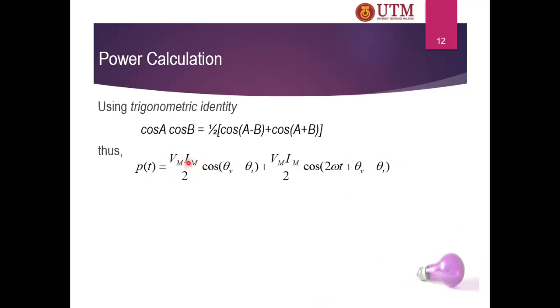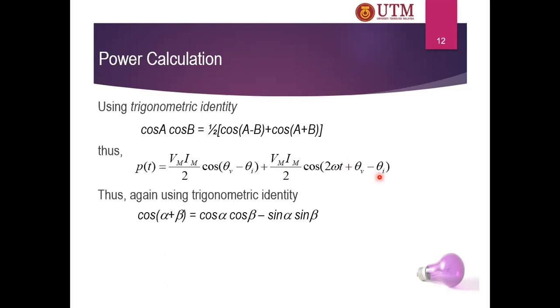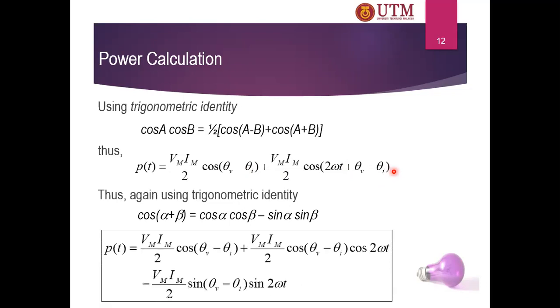Vm is your maximum voltage magnitude, Im is your maximum current magnitude, and theta V minus theta I is the phase difference between voltage and current. Using the trigonometric identity, we rewrite the equation so that the instantaneous power has three terms: Vm Im over 2 cos(theta V minus theta I), plus Vm Im over 2 cos(theta V minus theta I) multiplied by cos(2 omega t), minus Vm Im over 2 sin(theta V minus theta I) multiplied by sin(2 omega t).